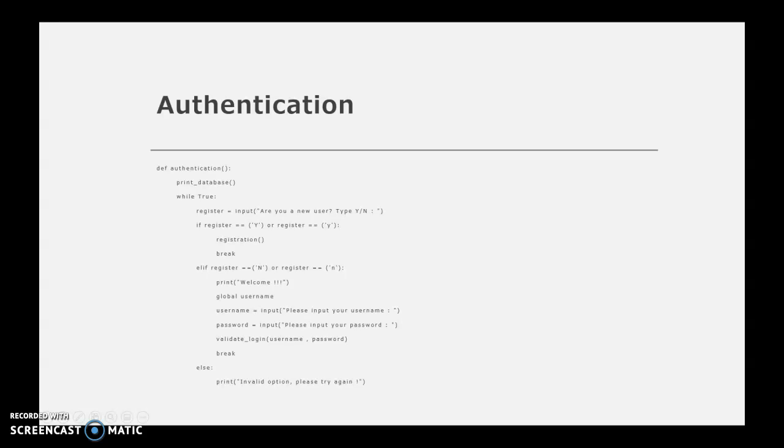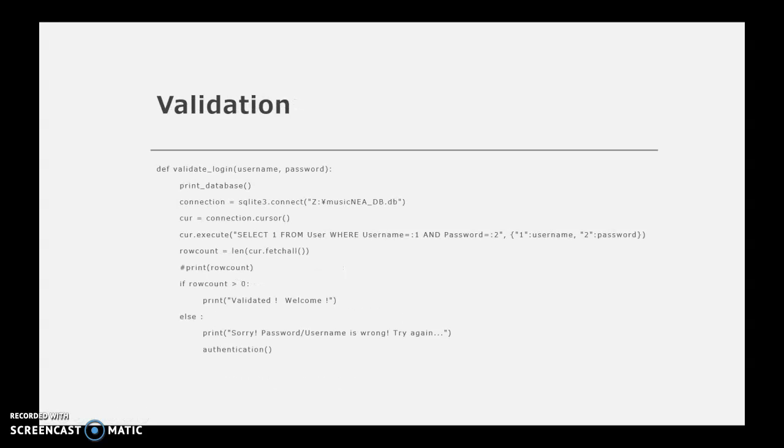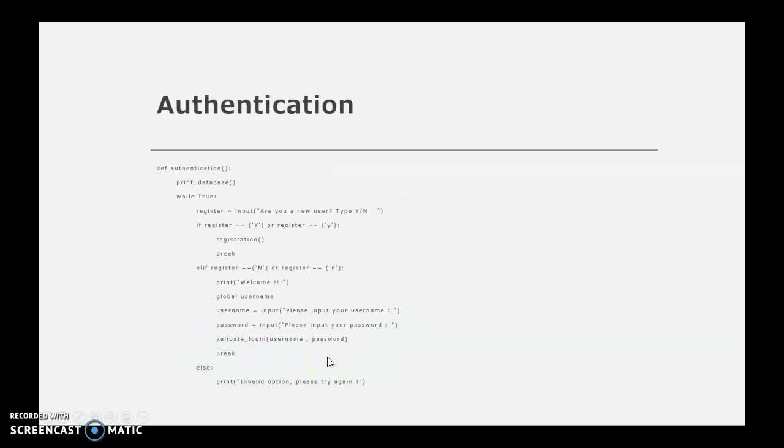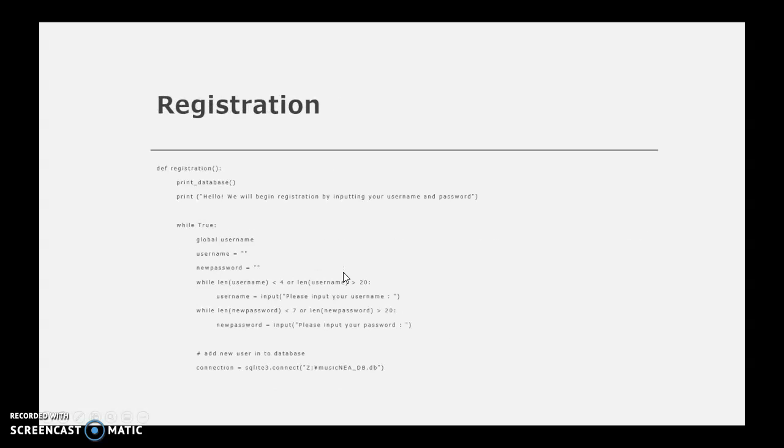And yeah, that's what it does. If it does exist and the password is correct, it validates in welcome and goes into the next part of the code. Else, it's wrong, and it goes to the authentication. The authentication is back here. It will ask you if you're a new user again, and this time, if you say yes, you are a new user, it will go to the registration function.